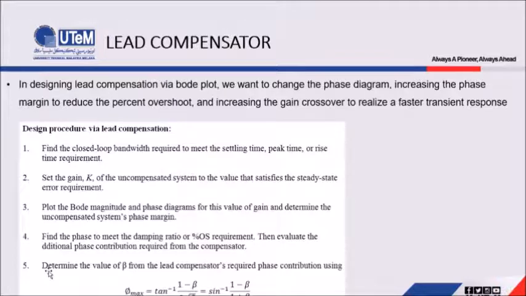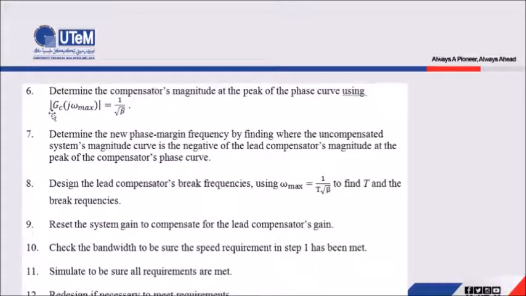Step number 5, determine the value of beta for the lead compensator required phase contribution using this formula. This phi maximum equals inverse tangent of (1 minus beta) divided by 2 square root of beta. Or this equation is also the same if we use the sine function like this: inverse sine of (1 minus beta) divided by (1 plus beta). This is the modulus: the magnitude of GC at j omega max equals 1 over square root of beta.